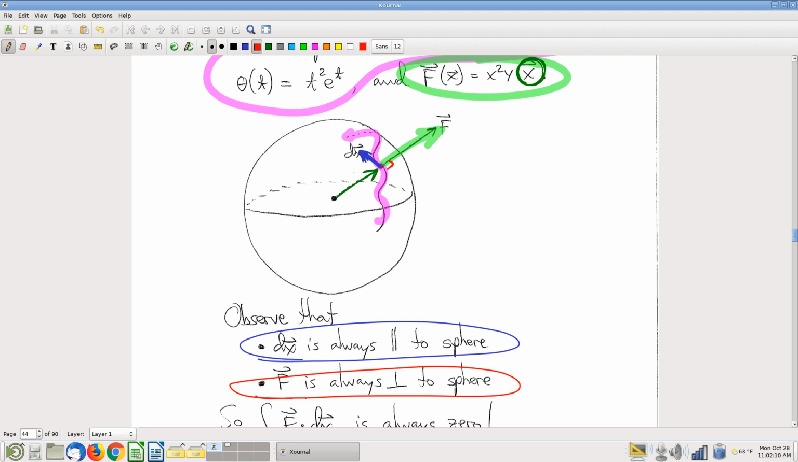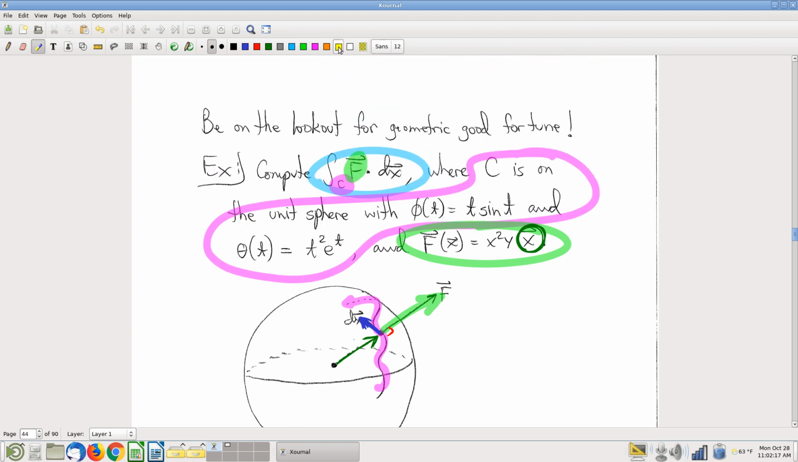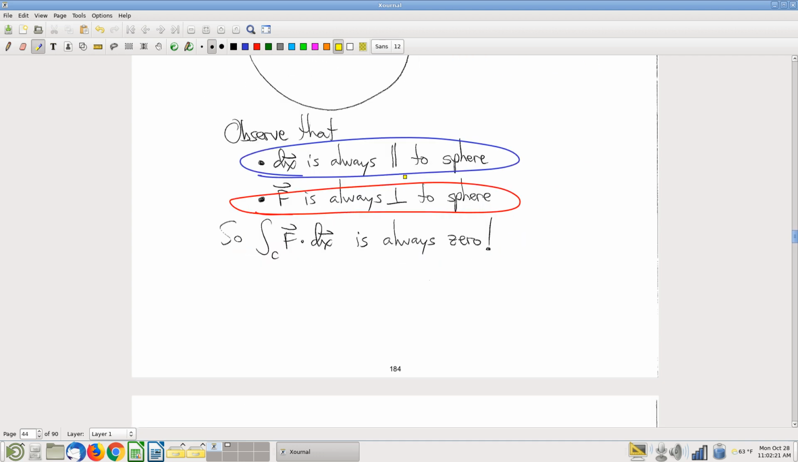And so this dot product that I'm interested in, again, this is a horrendous expression that I've got written down up here. But f dot dx, we're looking at a dot product of two things that are perpendicular. Every term in this Riemann sum is 0, so this integral is 0 by the symmetries of the sphere.